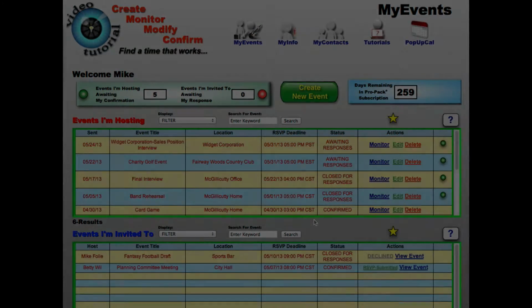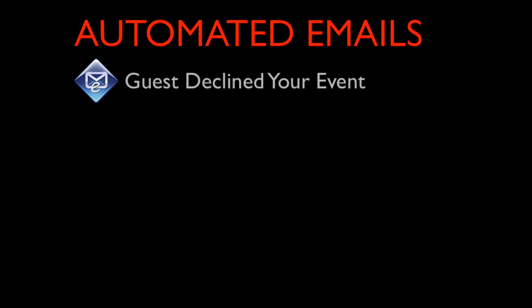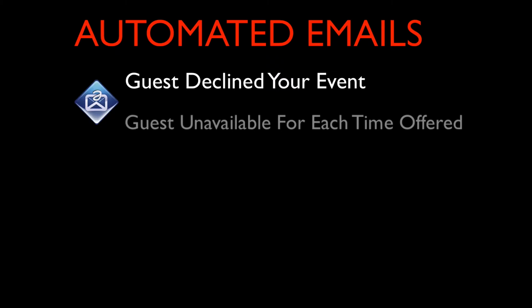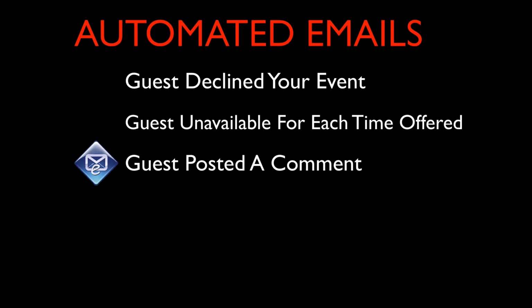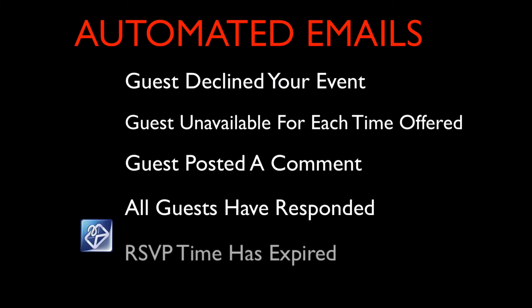You'll be notified by an automatic email when any of the following conditions occur. A candidate declines your event. A candidate has submitted that they are unavailable for each suggested time you've offered. A candidate has posted a comment. And all candidates have responded or the RSVP time has expired, depending on which occurs first.